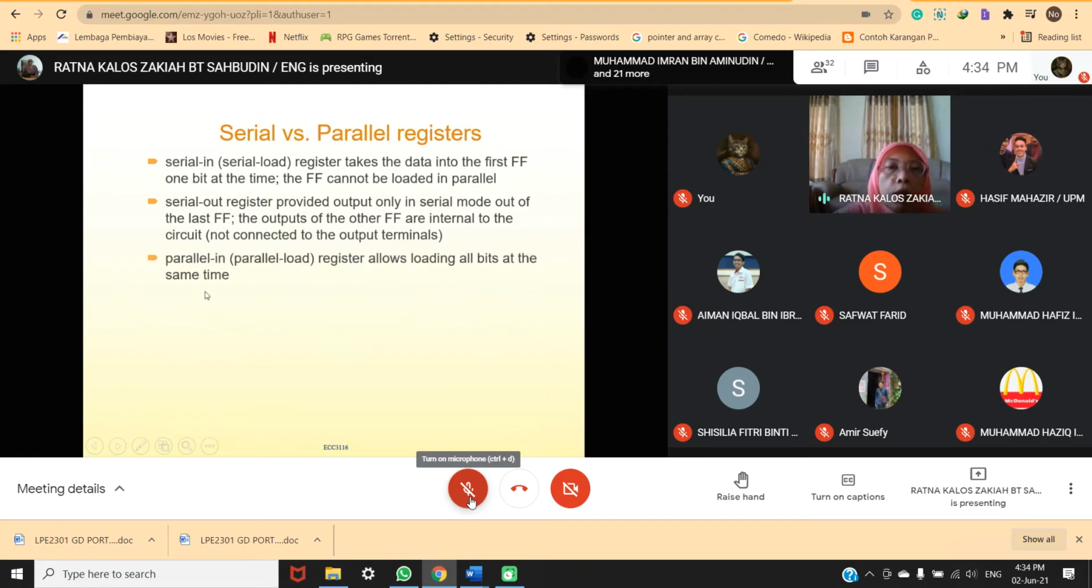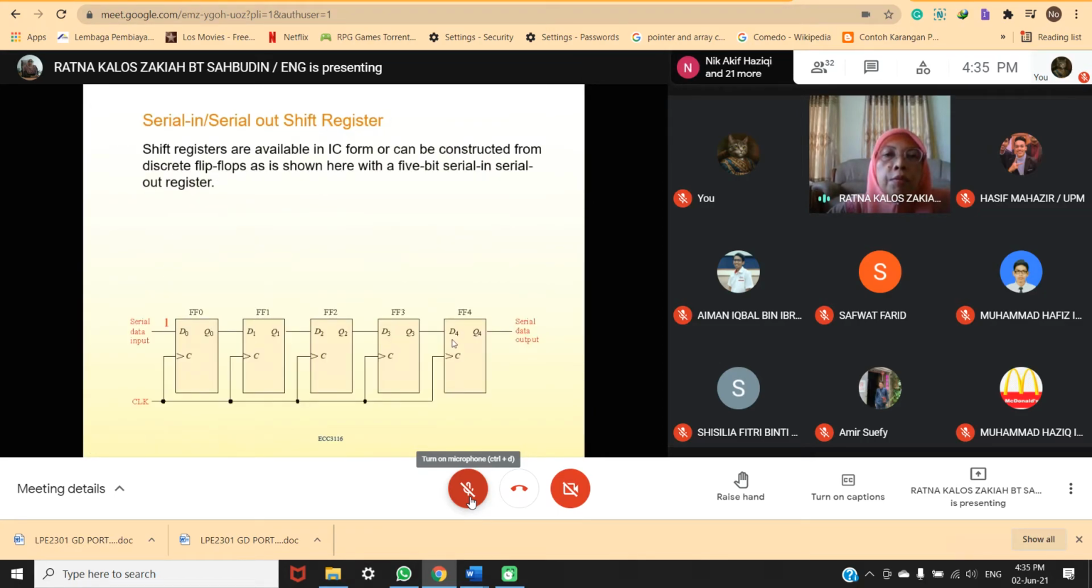And then you have parallel in or parallel load here. The register allows loading all bits at the same time. Okay, all at the same time. And then parallel out, the register allows reading all shifted bits at the same time. Okay, so this is the difference between serial and parallel register.